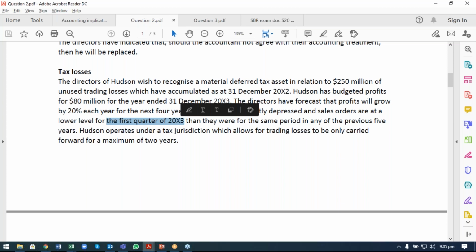So as far as 2003 is concerned, it doesn't seem that the company is going to be profitable in the year ended 31st December 2003. So the proposal provided by the directors of Hudson to create a deferred tax asset is invalid in this situation, and we cannot create a deferred tax asset as far as IAS 12 or International Financial Reporting Standards are concerned, right? So if there is any confusion till now related to deferred tax asset, do let me know.